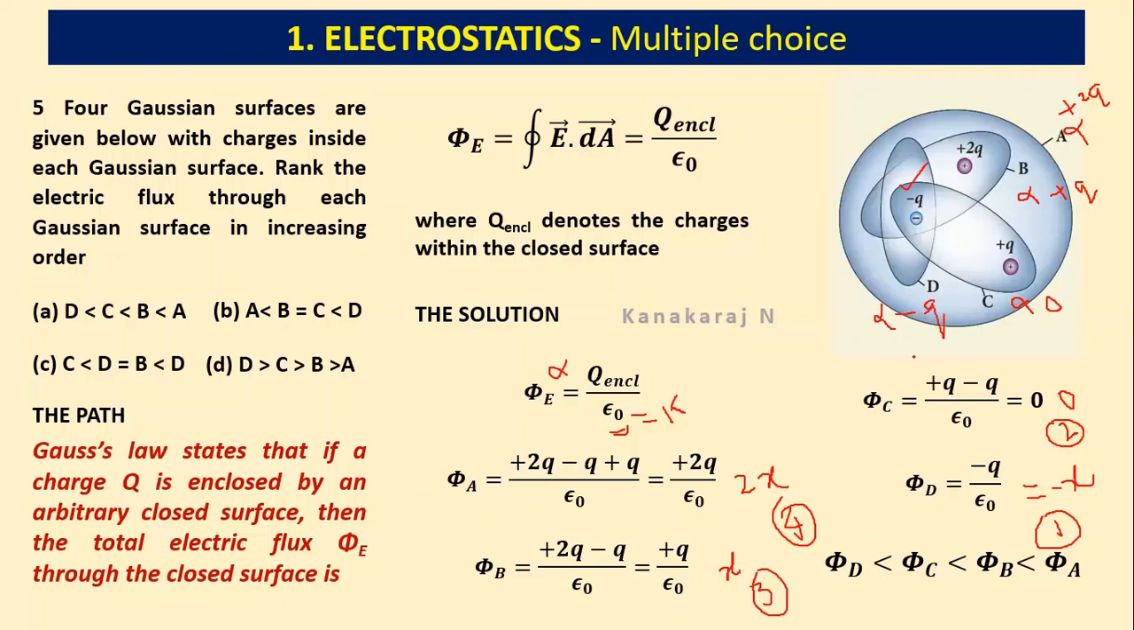So now you go with the increasing order: minus Q, 0, plus Q, plus 2Q. That is the way. With no time you can solve this problem once you understand it, keeping epsilon naught as a constant and the flux proportional to the total charge enclosed.